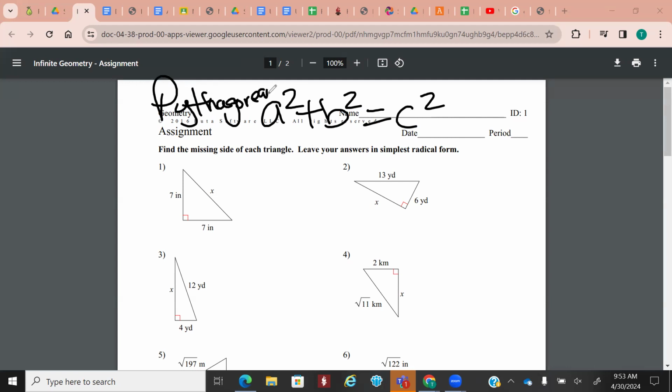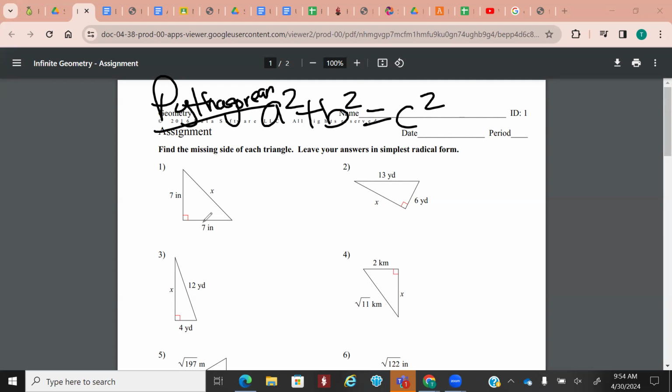So go ahead and write that down. We got a squared plus b squared equals c squared. This is how you find the side length of a right triangle. You're going to use this in geometry next year, so learn it now. You're also going to use it in Algebra 2. In Algebra 2, you actually prove why it works.